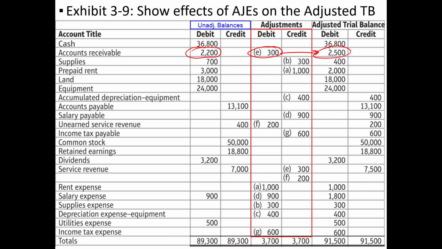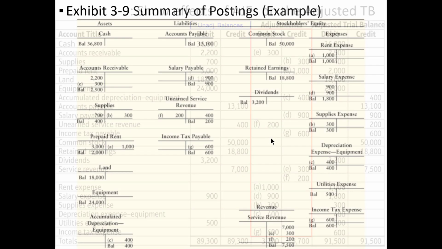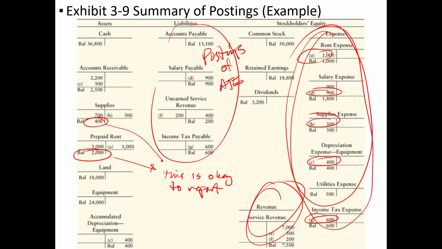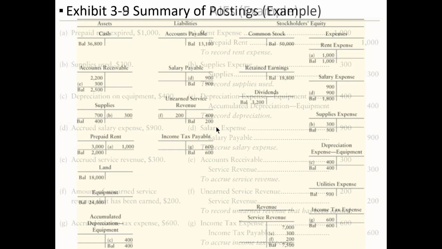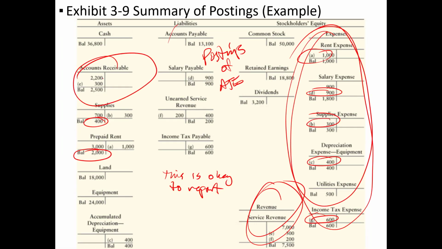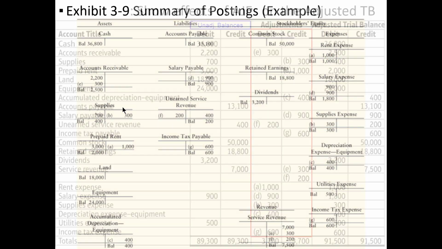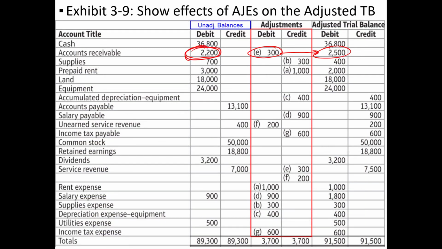And that's the case because when we look at the previous schedule, for instance, at accounts receivable here, you can see there's the 2,200, there's the AJE, and there's the adjusted balance. 2,200, 300, 2,500. 2,200, adjusting journal entry, 2,500. And we do this on all the accounts that have been adjusted.